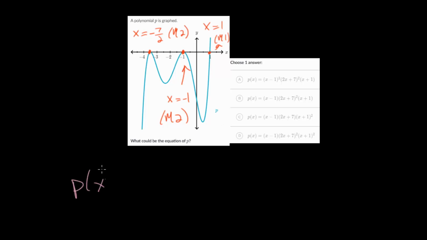We have p of x. For minus 7/2, since that's a fraction, we can undo it and set it equal to 0. So multiply by 2. And then add 7 to each side, so we get 2x plus 7 for that one.